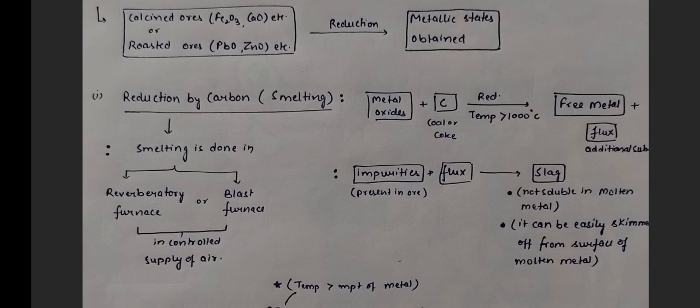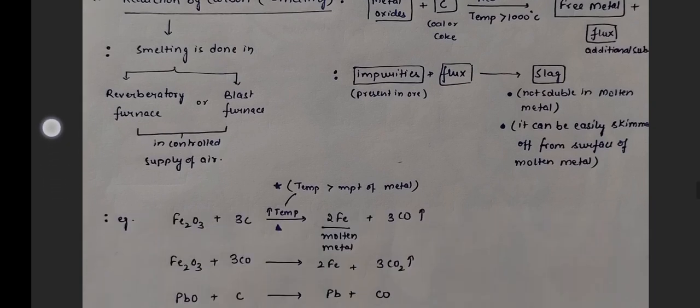That is reduction by carbon, known as smelting. Metal oxide plus carbon on reduction, where temperature is greater than 1000 degrees Celsius, we get free metal plus flux, meaning additional substrate. Or impurities plus flux gives slag, which is not soluble in the molten metal, and it can be easily skimmed off from the surface of the molten metal. Smelting is done in a reverberatory furnace or blast furnace in a controlled supply of air.